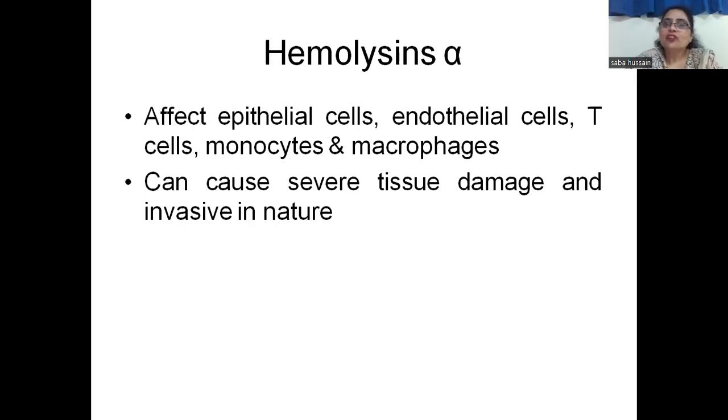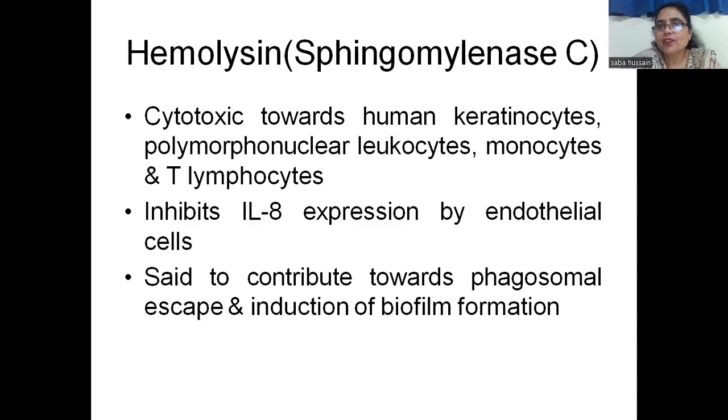Now coming back to alpha hemolysins. As the name suggests, they lyse RBCs, as well as epithelial cells, endothelial cells, T cells, monocytes, and macrophages. So they are damaging these cells and producing pores in them. As they can damage endothelial and epithelial cells, they can cause severe tissue damage, and they are invasive in nature. They can go and invade different tissues.